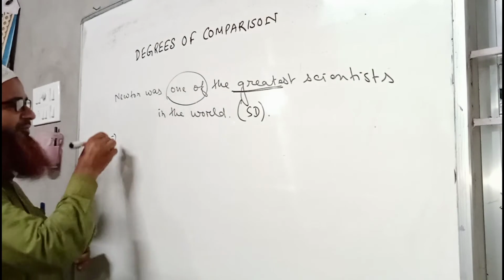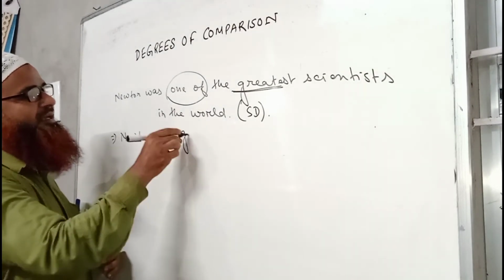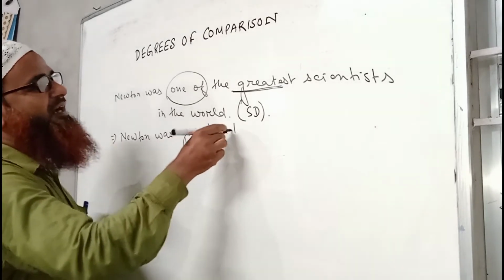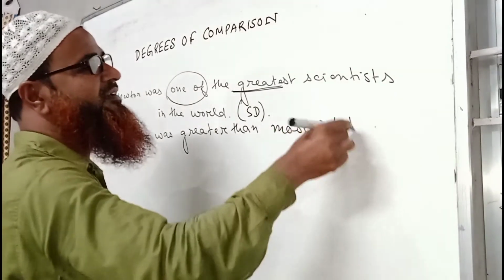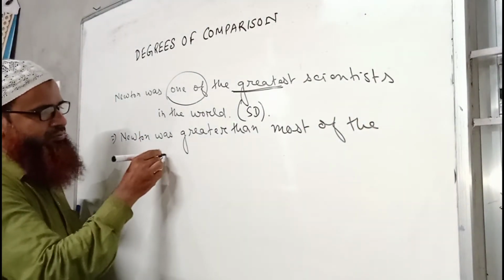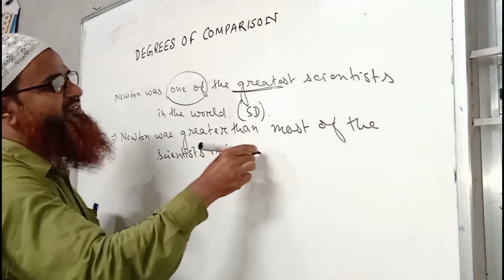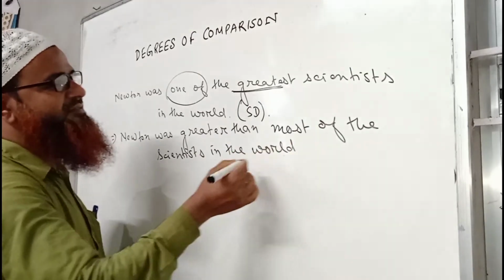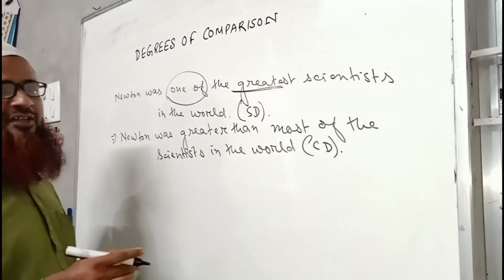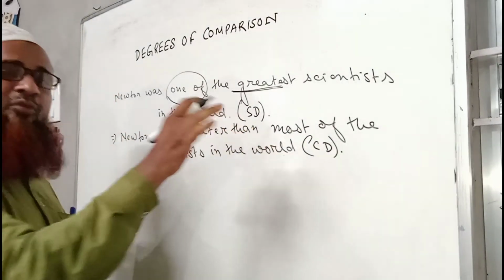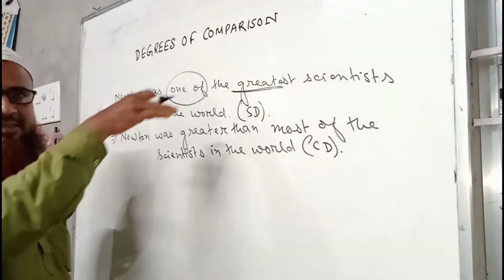Here it will be Newton was greater than most of the scientists in the world. There are so many scientists in the world, and there are so many great scientists in the world also. But Newton's position is that he is greater than most of the scientists. Most of the scientists are not as great as Newton.